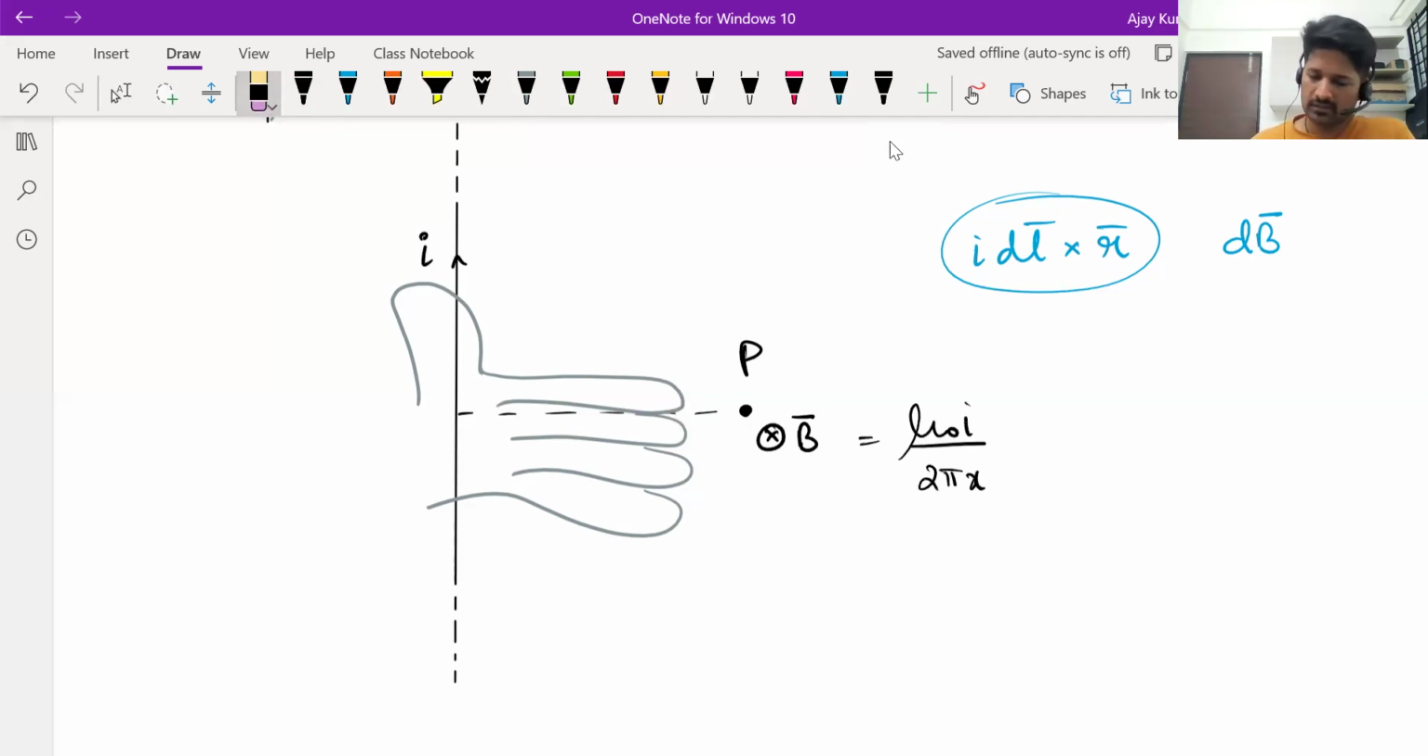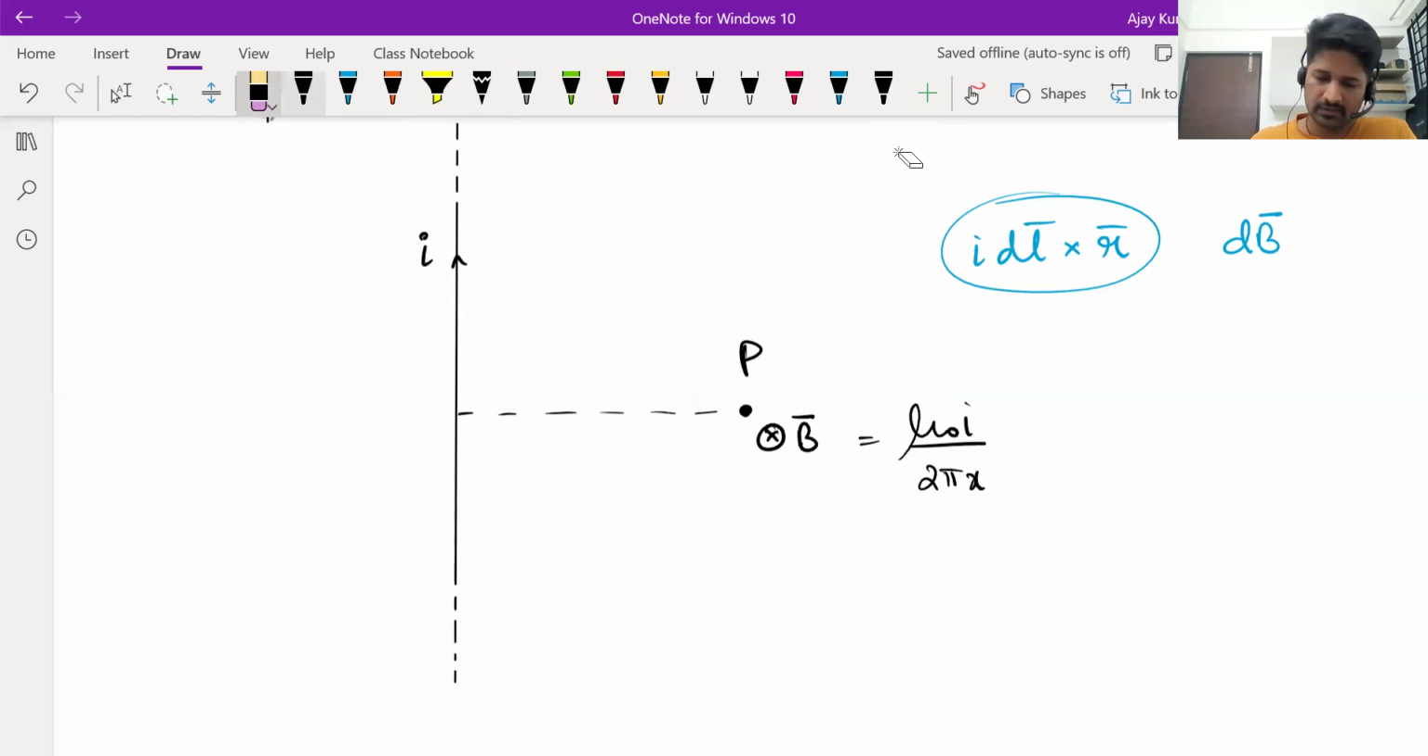Now consider a point on the left side of the wire. Say somewhere here. Let's call this point as Q. If you want to find out the direction of magnetic field at that point, what can you do? Again, same thing, you can use the right hand. Place your thumb along the current and point your fingers towards Q. In that case, your right hand will be placed like this.